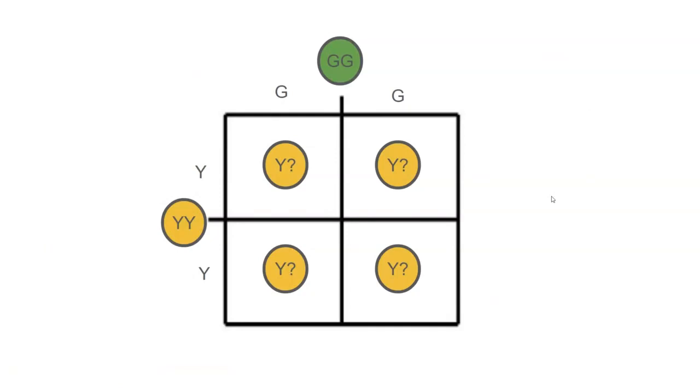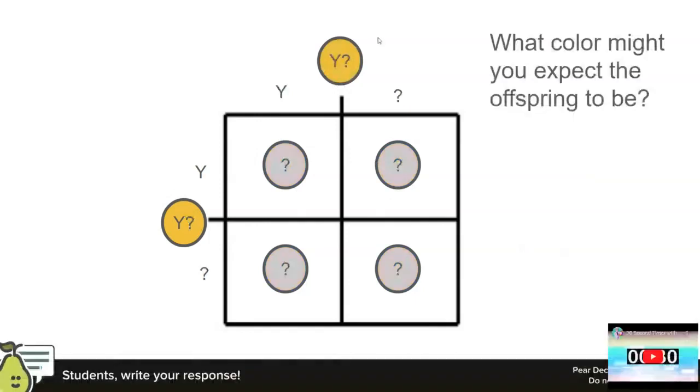Not being quite sure what was happening, he decided that he was going to take one of these yellow peas that were the offspring of the green and yellow and breed it with another offspring that was yellow, because he wasn't quite sure where the green genes went to. So that's exactly what he did. He took one of the offspring and bred it with another offspring.